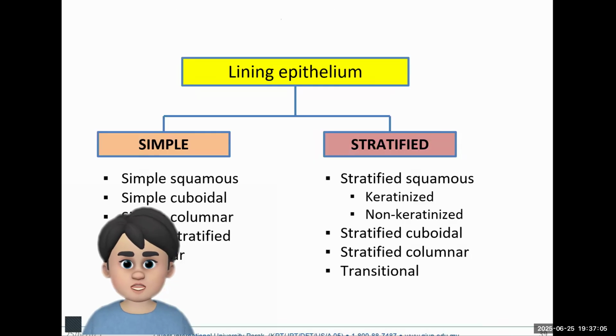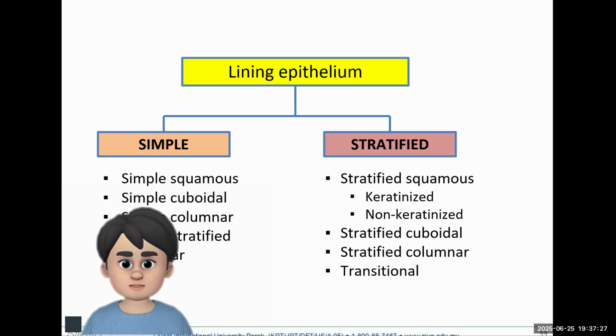Next one, lining epithelium: simple and stratified. Lining: simple squamous, simple cuboidal, simple columnar, pseudostratified columnar. Stratified squamous has two types, keratinized and non-keratinized. Stratified cuboidal, stratified columnar, and transitional, right?